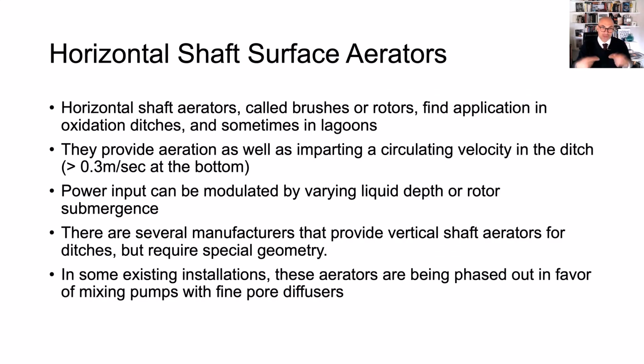Horizontal shaft surface aerators are the ones that are like brushes, and they had a market share in the lagoon space for a long time. The issue is that they have variable power, because you can vary the draft, which is the depth at which they are in the water, and so you can also vary the power input and the velocity they impart to the flow. So the good thing is that they will give velocity to the lagoon.